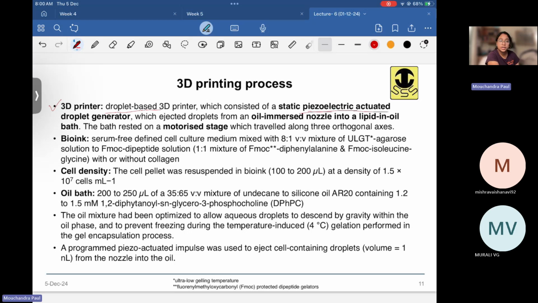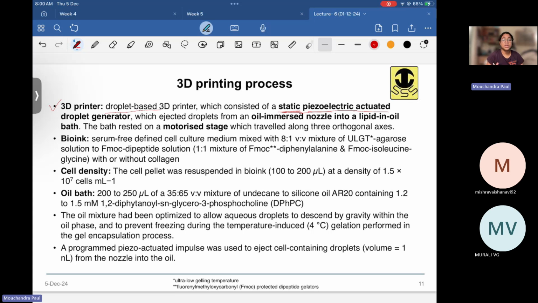Now the printer head is static here. That also you must note. The printer head is static. It cannot move in XYZ direction, and it has a piezoelectric actuator to generate droplets. So it's a drop-on-demand printer with piezoelectric actuators.